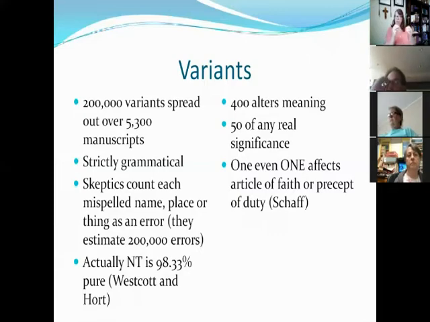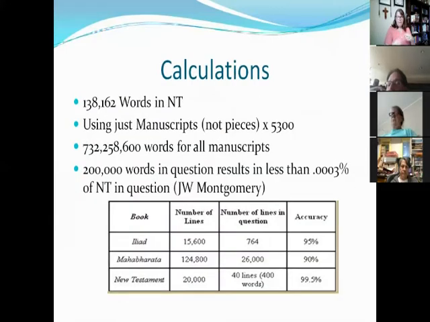Okay, that's the type of altering, nothing of real significance, and not one variant affects an article of faith or a precept of duty, according to Philip Schaff in his work on the early church. All the variants do is like the one regarding Nazareth and a city of Judea. Okay, well, if you read a New Testament that says this took place in a city of Judea, you're not going to know where on the map it actually took place. So they call that real significance. But does that affect our faith and what Christ did? Nope, not at all.